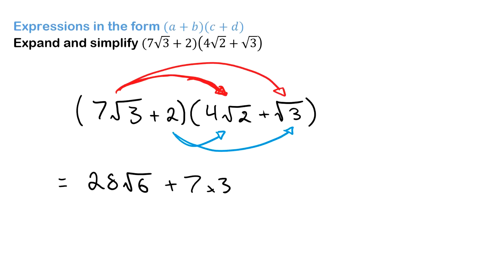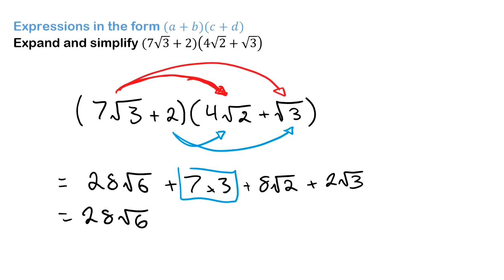We then do our bottom, our first smaller blue arrow, and it's 2 times 4 root 2. Because the 2 is a normal number, we're only multiplying it by the 4. So we get 8 root 2, because there's no other surds, so times by the root 2. We then do our longer blue arrow, and it's 2 times root 3. Because they're both different things, we can just say it's 2 root 3. The next thing we want to do is tidy it up. So 28 root 6 stays. This becomes 21. 8 root 2 also remains the same, and 2 root 3 remains the same. And there you go.